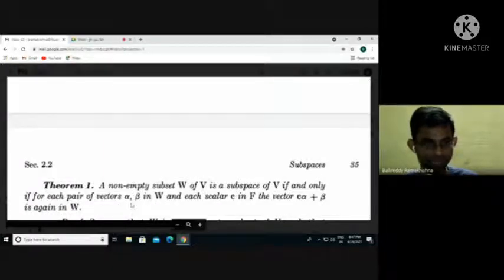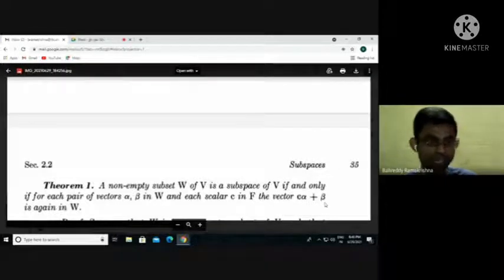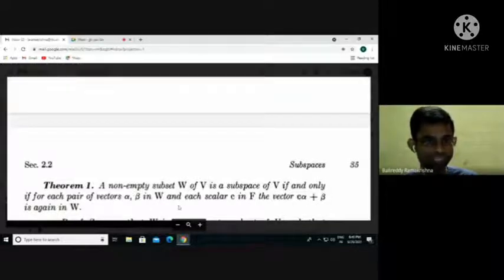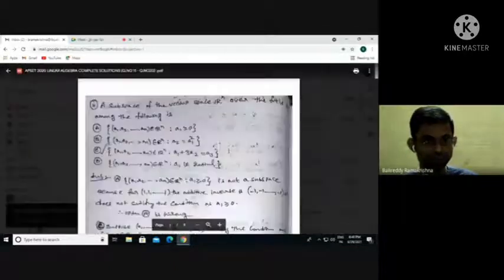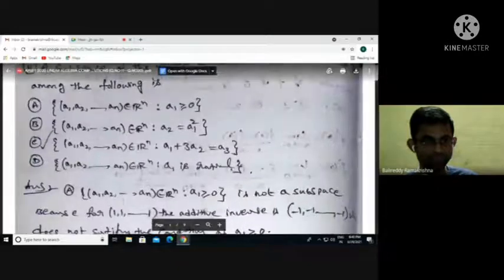So for each pair of vectors, alpha comma beta belongs to W and each scalar C belongs to capital F, C alpha plus beta is again belongs to W. Then we say that W is a vector subspace. So we will use this statement to solve this problem. Okay. So here we will check options wise.